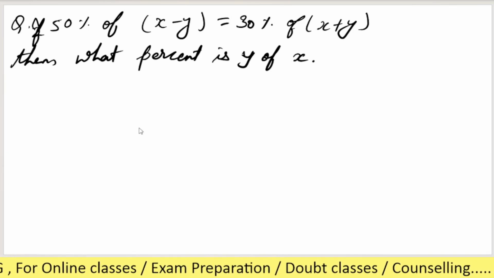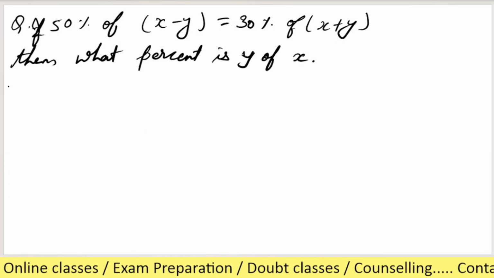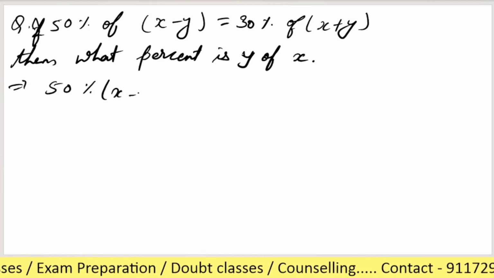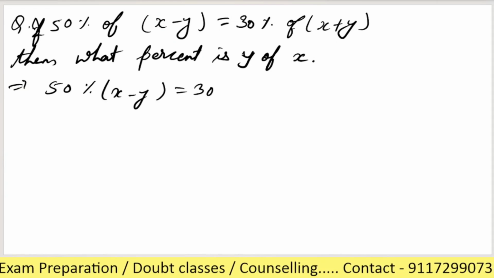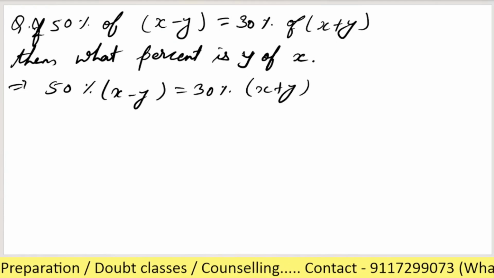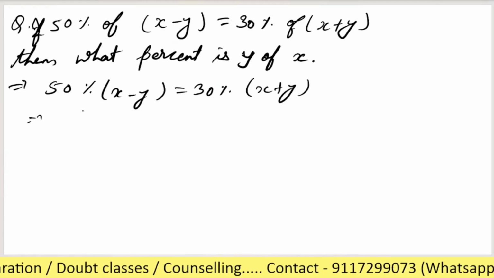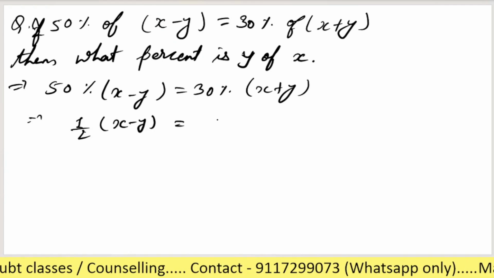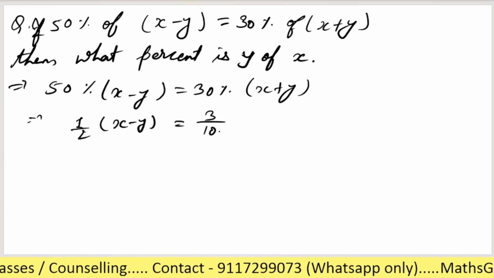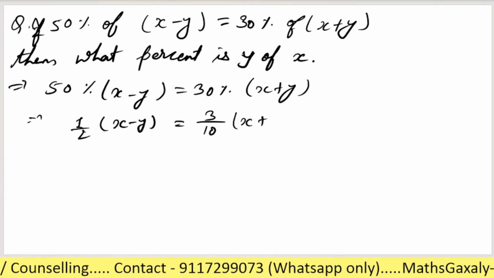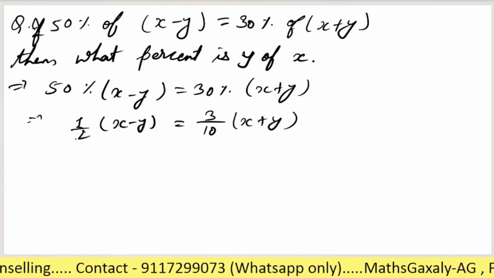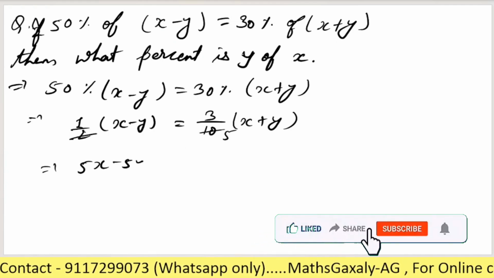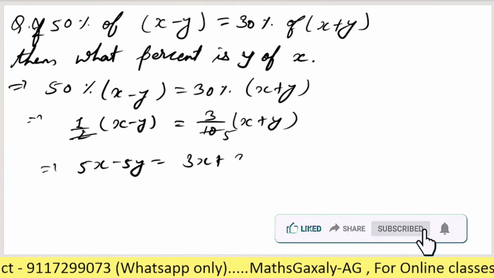Okay, no problem, dear. Let's see how we will do it. Here it is saying 50% of x minus y is equal to 30% of x plus y, right? It means 50% is 1 by 2 of x minus y is equal to 30%, which is 3 by 10, x plus y. Then here 2 in 5 times. So it will be 5x minus 5y is equal to 3x plus 3y.